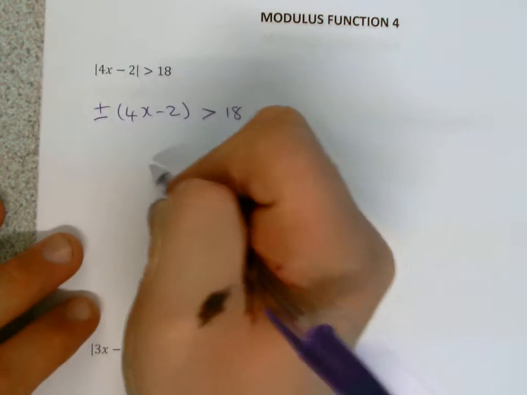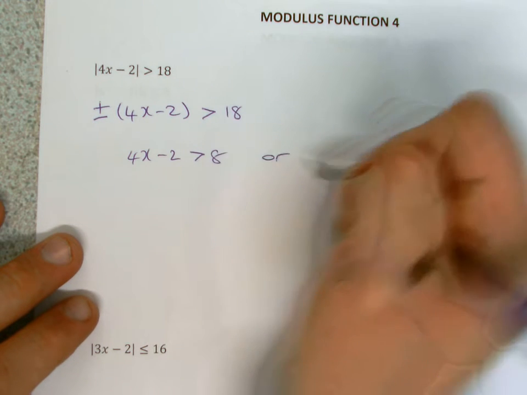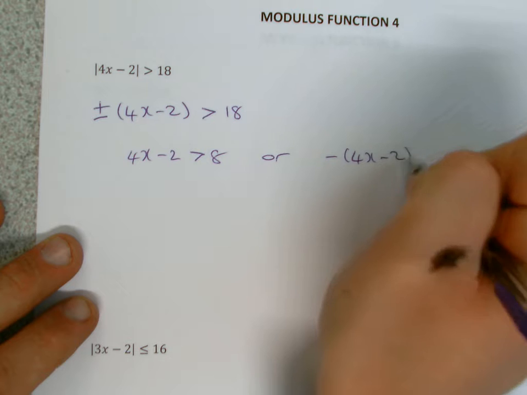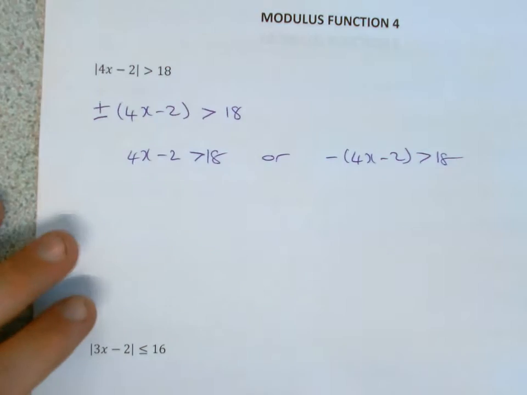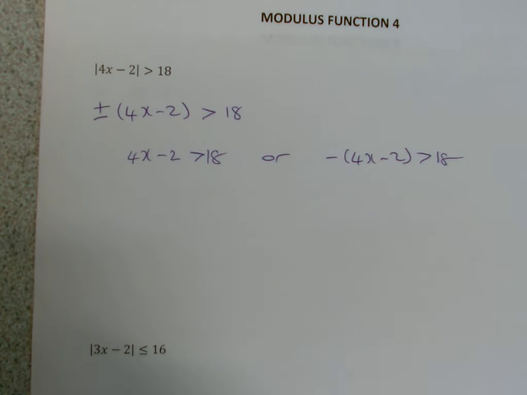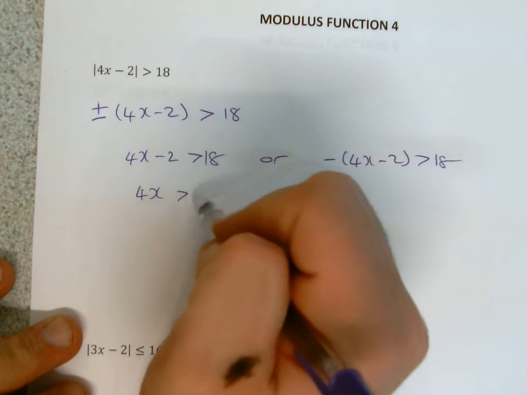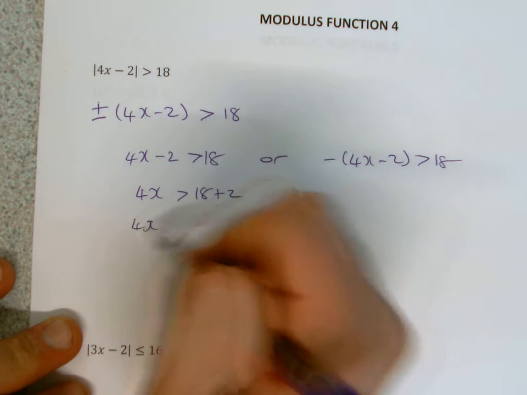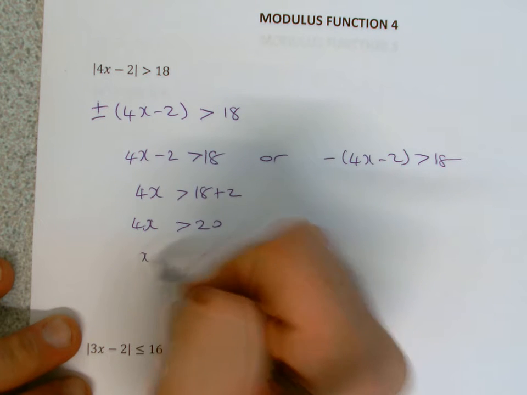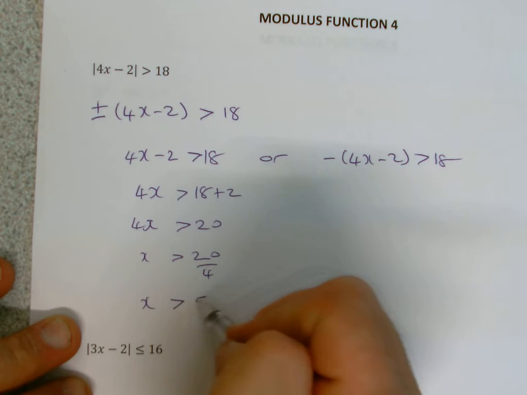Okay, so let's take the plus option, or the negative option. Now you've got to be careful, as I said, with this. Similar to equations, but there is something you have to be careful with when it comes to inequalities and dividing. So when we take the plus option, we get this here. So 4x is greater than 18 plus 2. So that means 4x is greater than 20. So x is greater than 20 divided by 4, which is fine. So then x is greater than 5.